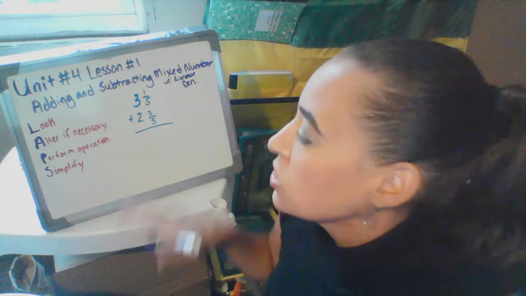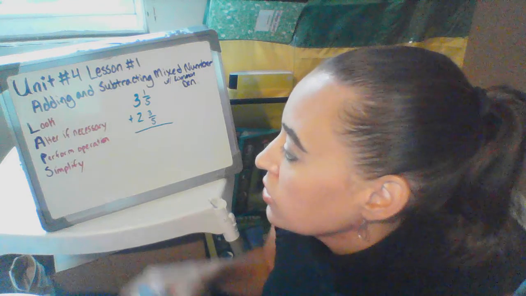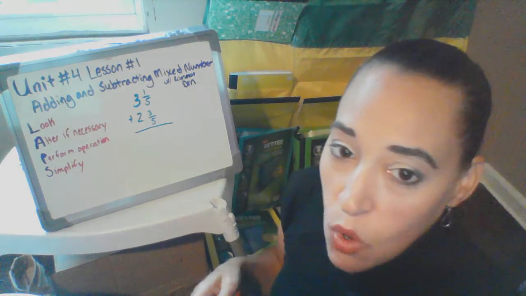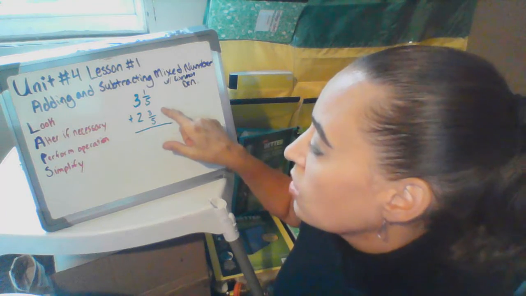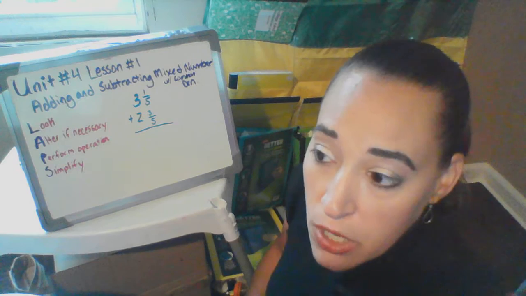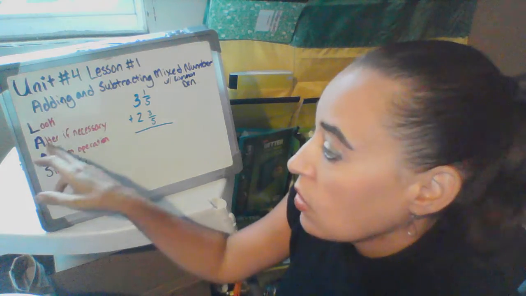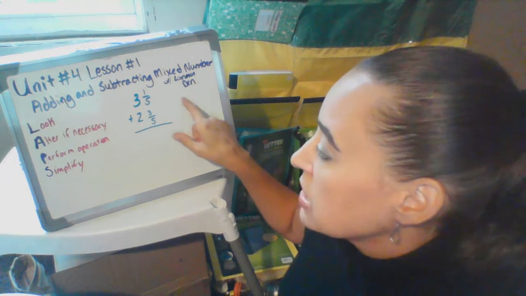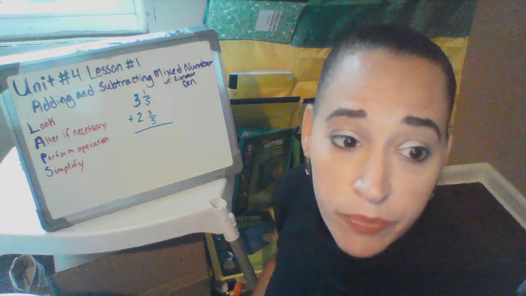The first step is just look at what you're given. And then in looking at it, it will let you know the next step. Do you need to alter anything? For lesson 1, we're only using common denominators, so we're not going to need to alter anything. If we were working with mixed numbers with uncommon denominators, then the alter step would come into play. But since we're only working with common denominators, we can skip this alter step. There's nothing to alter. We don't need to create a common denominator.